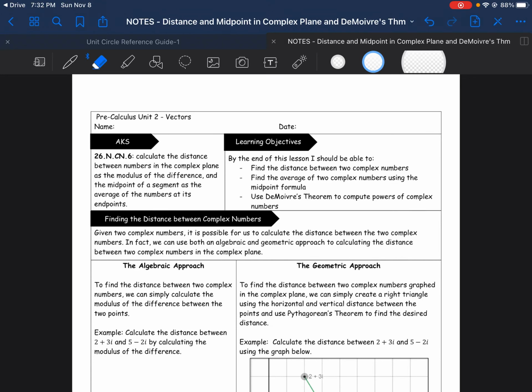In today's video, we're going to be looking at distance and midpoint in the complex plane, and we're going to be looking at something called DeMoivre's theorem to compute powers of complex numbers. Let's go ahead and get started.